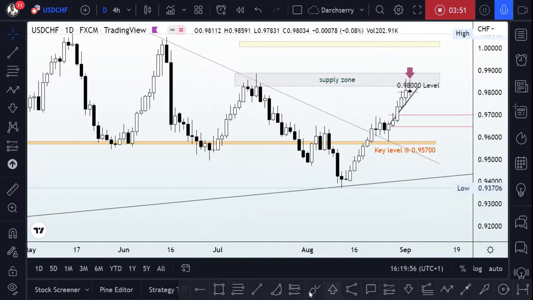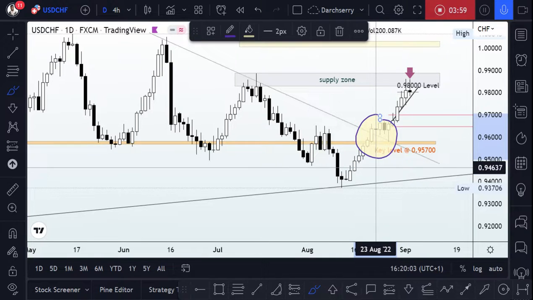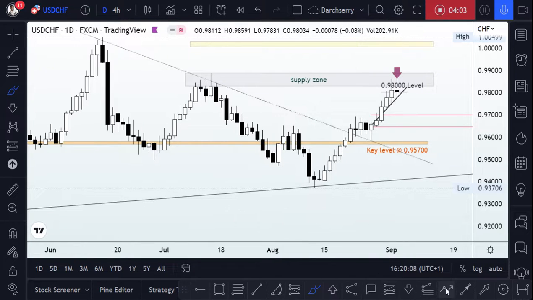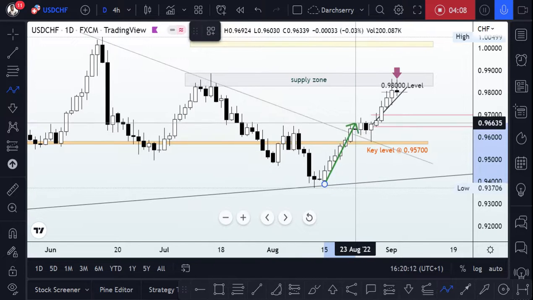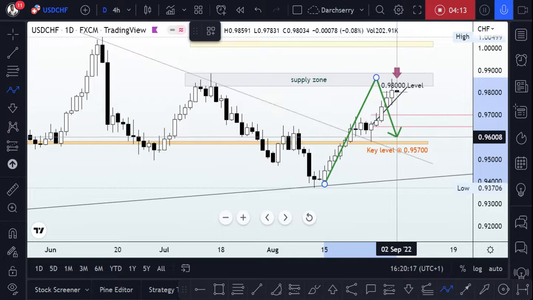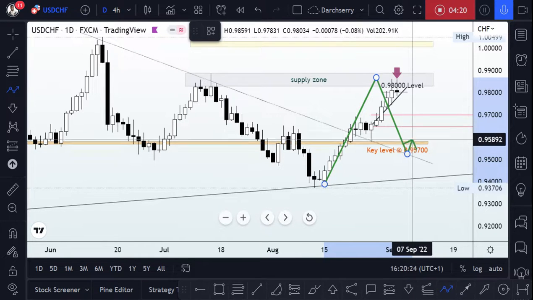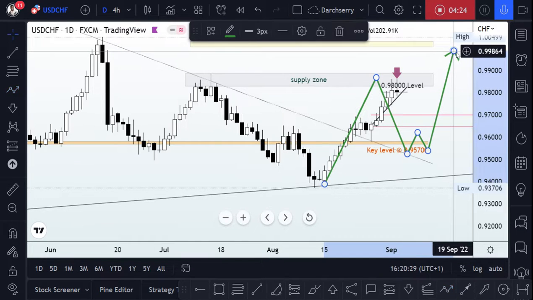Now let's go back to the breakout of the structure here, where I identified a breakout of this bearish trend line and also the key level at 0.95700 area. And from a technical standpoint, whenever we witness a significant breakout of structure such as this, we expect price to come back to do a retest of that structure. That is the key level at the 0.95700 area, or probably that bearish trend line, where we will be looking forward to a reversal pattern that is likely to send price going to the upside.